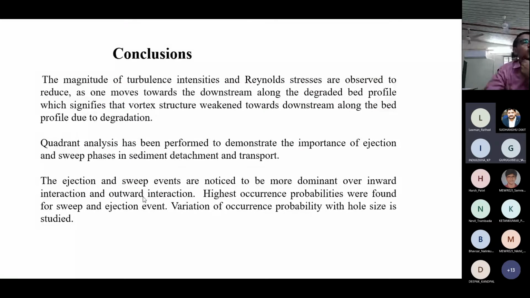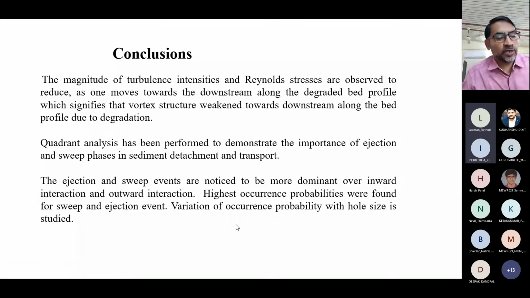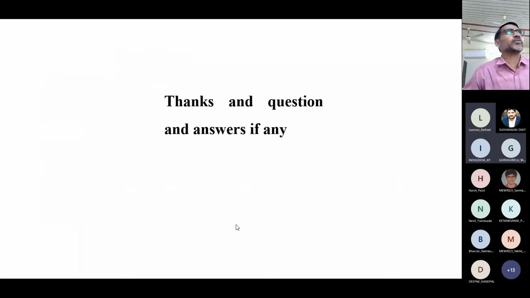So the ejection and sweep events are noticed to be more dominant over OI and II, and the highest occurrence probabilities were found for sweep and ejection events, and the variation of occurrence probability with hole size was also studied. As this is the post-lunch session, we would not like to take much time here, and you are now conversant with these terms, so I have finished it quickly. Now we can discuss any questions or queries you have.